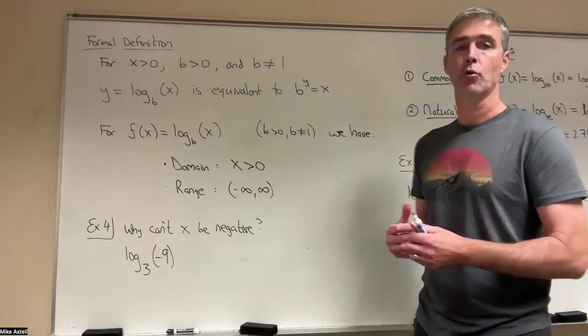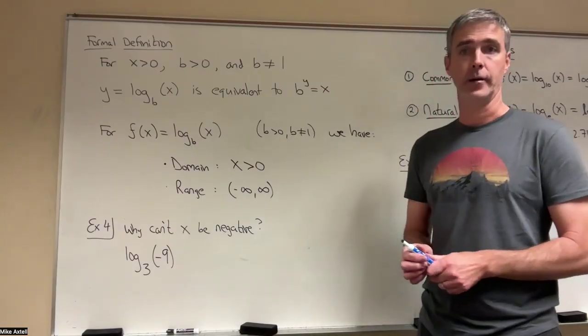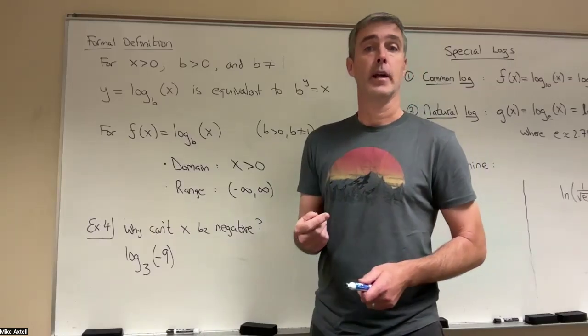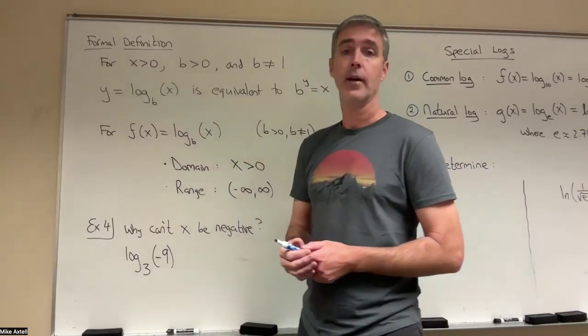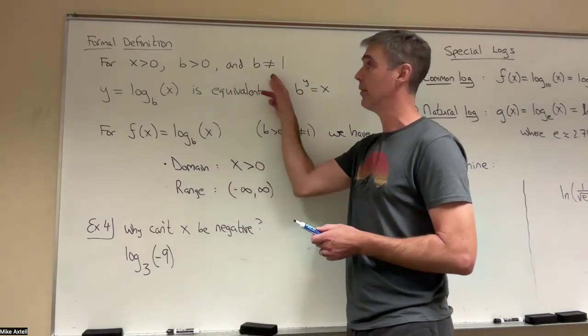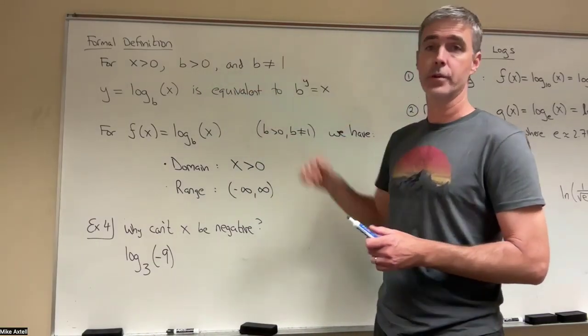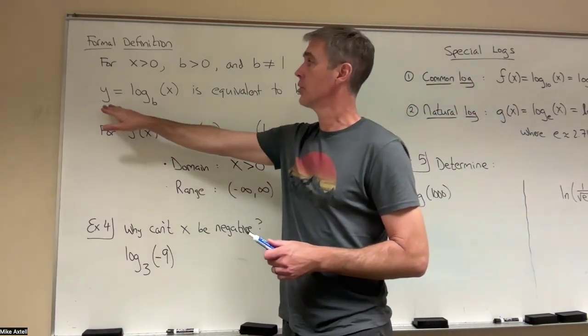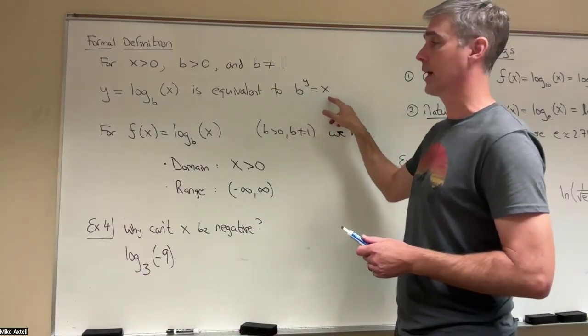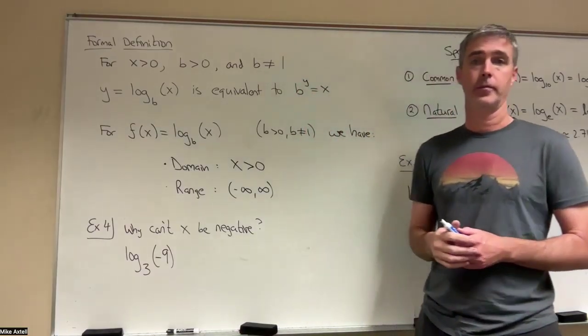All right, so here's more of a formal definition of a logarithmic function. And some things have not yet been explained, but we're going to have x's greater than 0. We're going to have b's greater than 0, and b better not equal 1. So with those restrictions, the function y equals log base b of x is equivalent to b to the y equals x. So that's summarizing what we did over there.